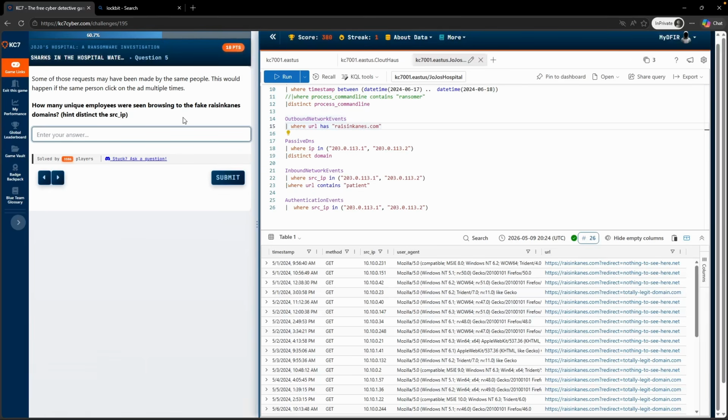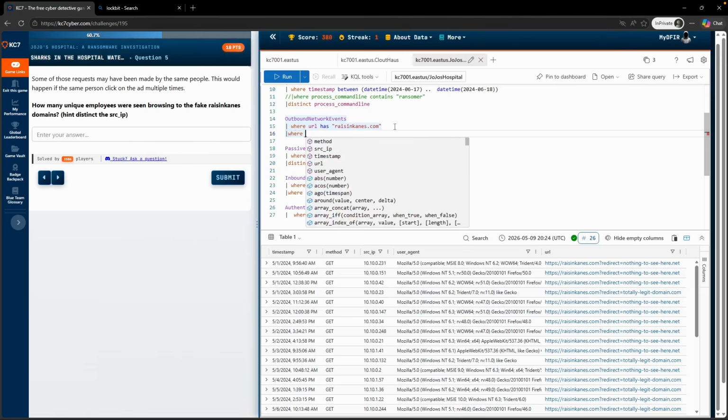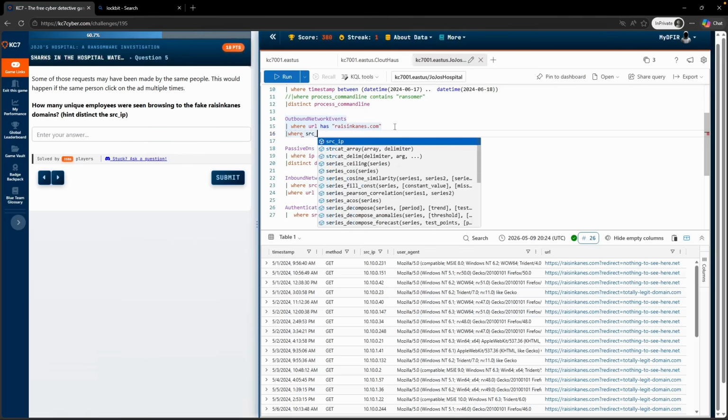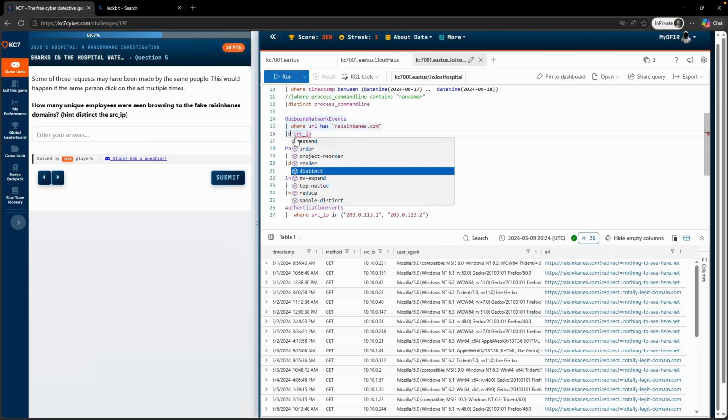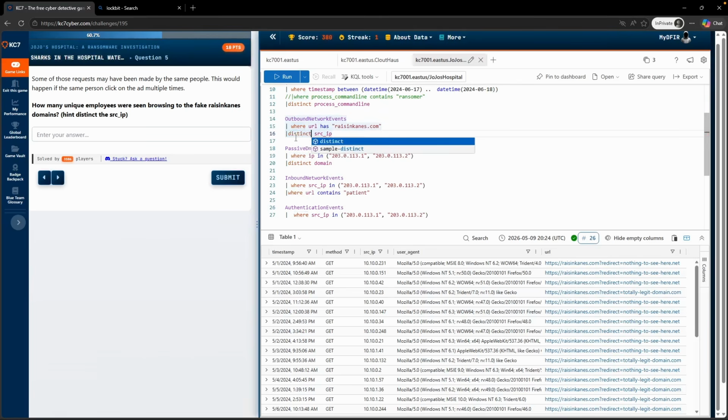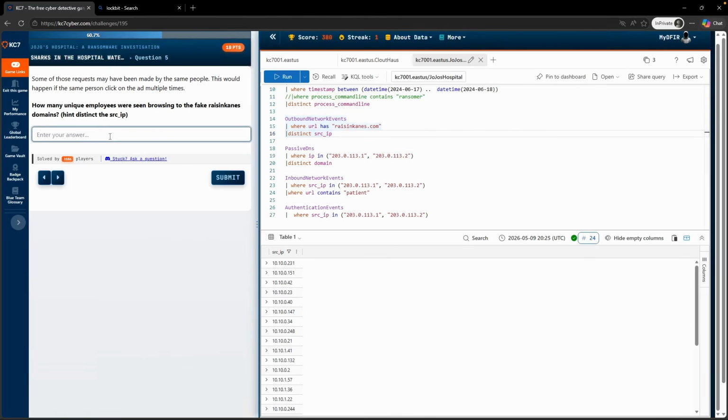How many unique employees were seen browsing to the fake Raising Canes domain? I'll type in where source_IP, or actually, no, we don't want to do where. Instead, we want to do a distinct because we want to know individual employees. We want to know the unique count, and 24.